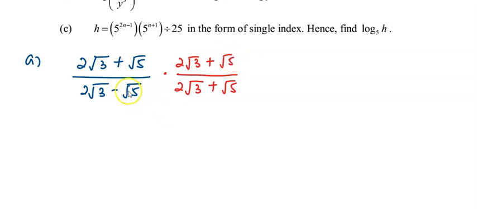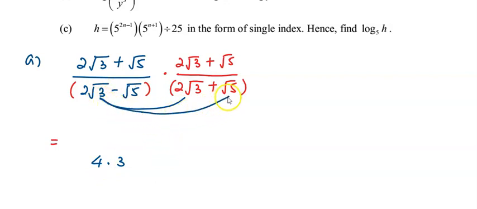So when you multiply the denominator by the conjugate, the numerator needs to be multiplied by the same thing. Now we can start to expand it. 2 surd 3 multiplied by 2 surd 3, you get 4 multiplied by 3. Coefficient multiplied by coefficient, you get 4. Surd 3 multiplied by surd 3, you get 3. And 2 surd 3 multiplied by surd 5, you get 2 surd 3 surd 5.